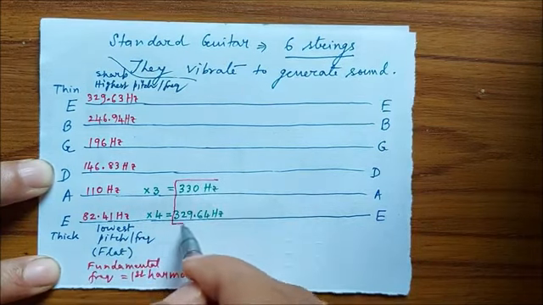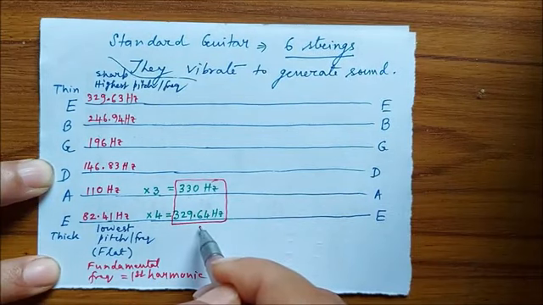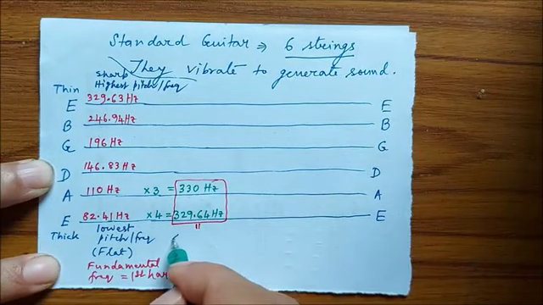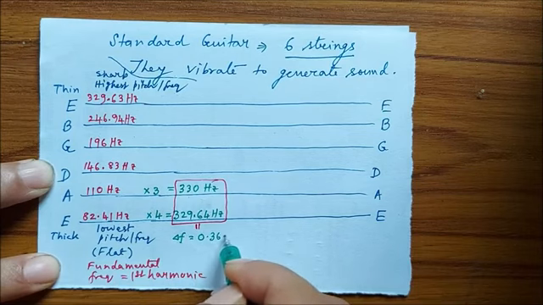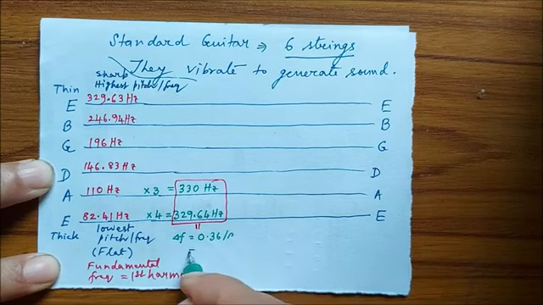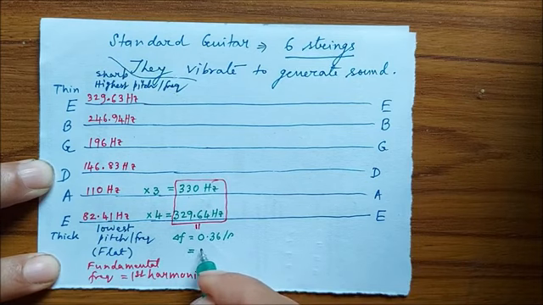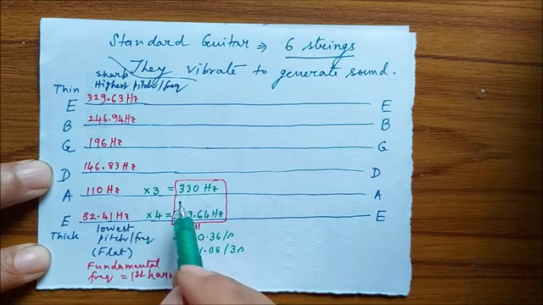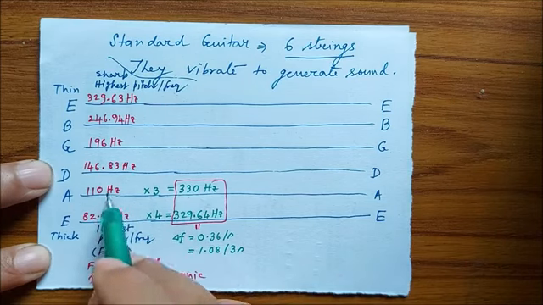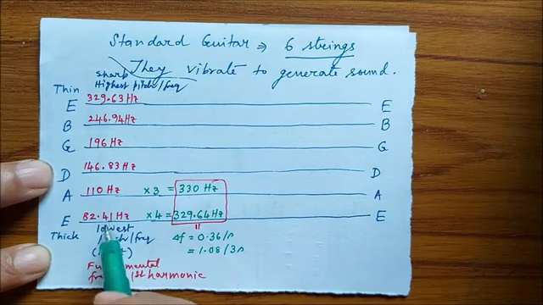So the difference between these two frequencies is delta F equal to 0.36 per second, and if we multiply it by 3 we get 1.08 per 3 seconds. So in 3 seconds we hear about 1 beat. If A and E are at these frequencies, that is, they are tuned, and if they are not tuned, the number of beats will be greater.